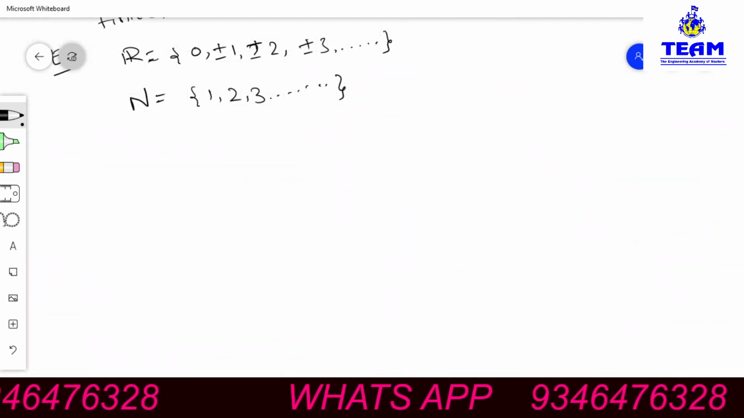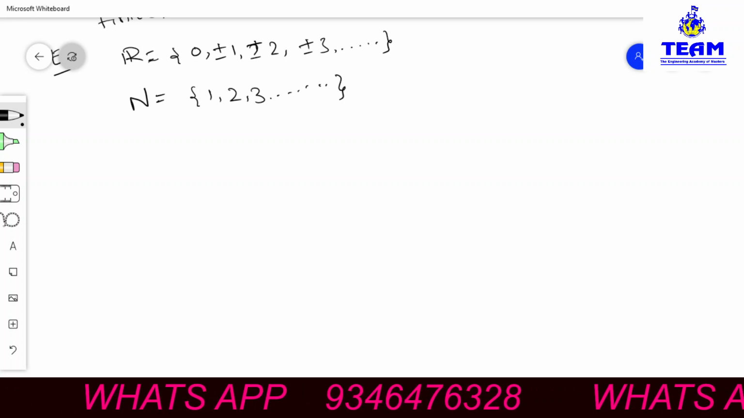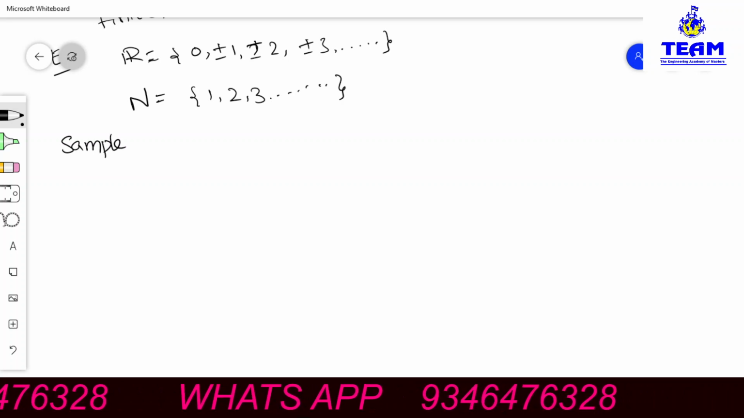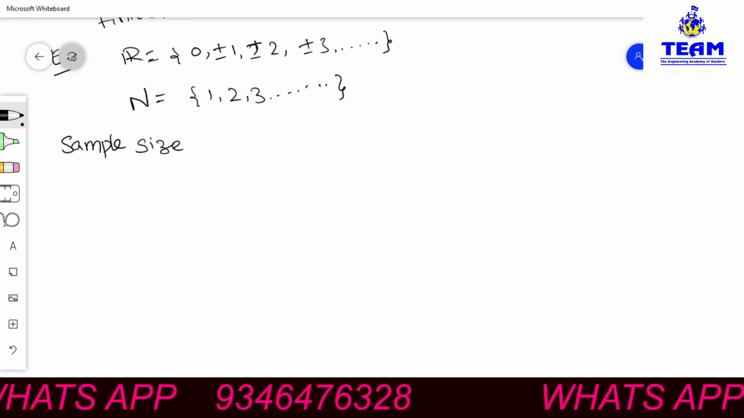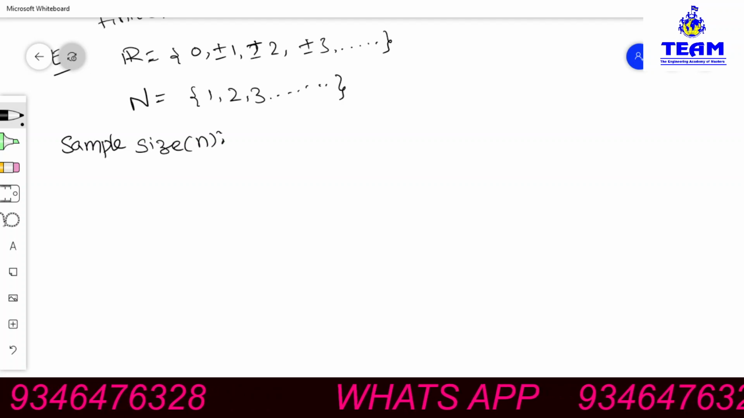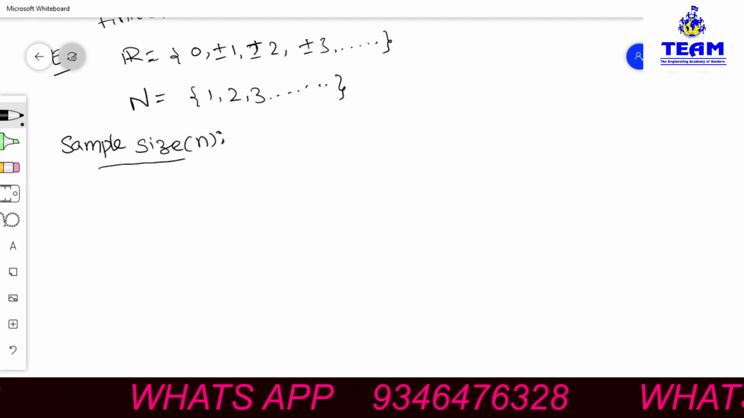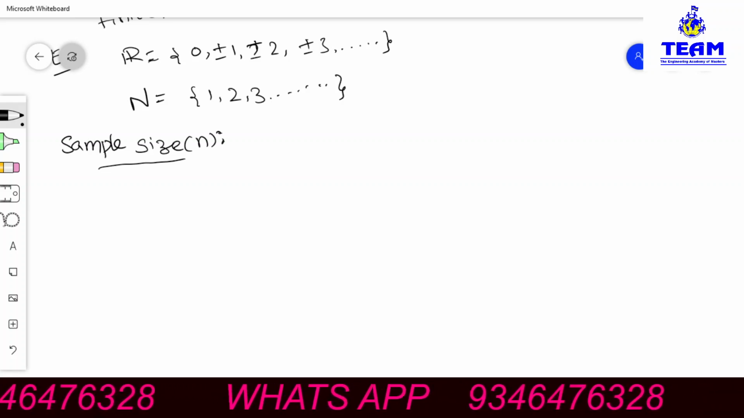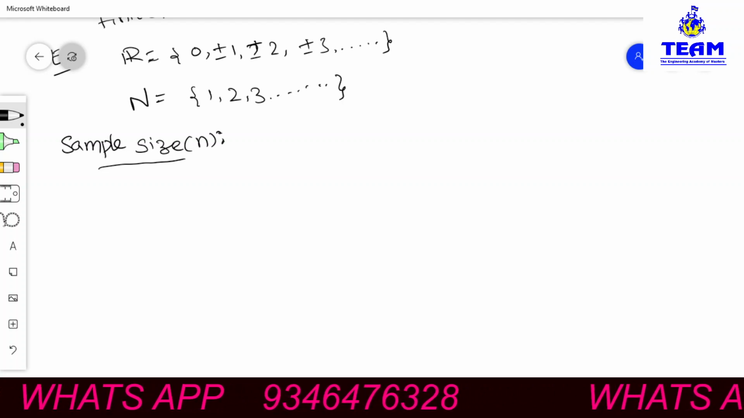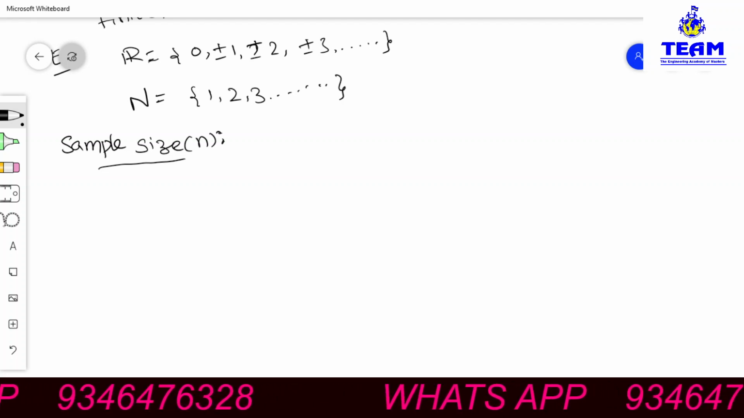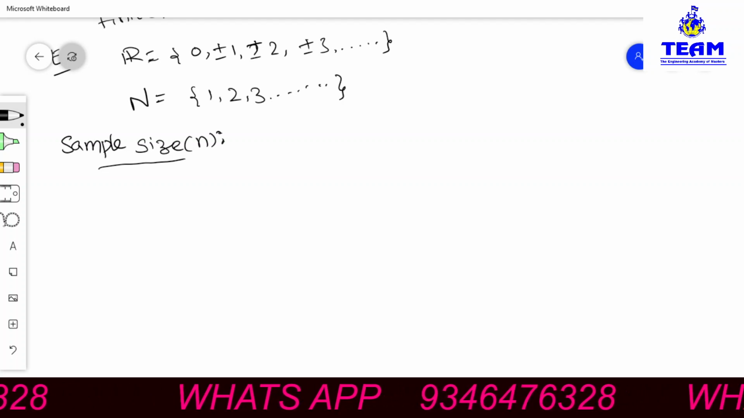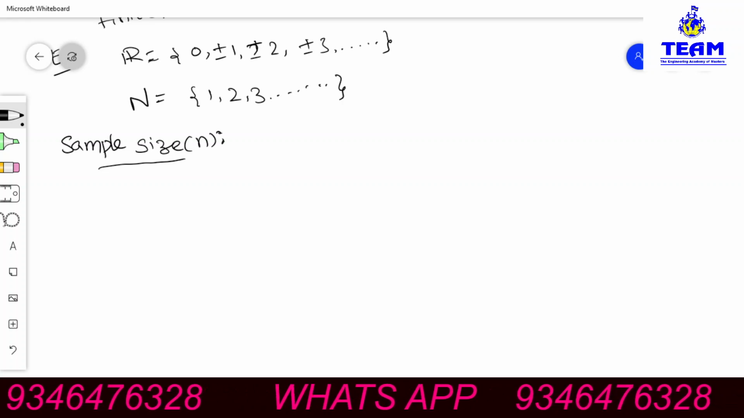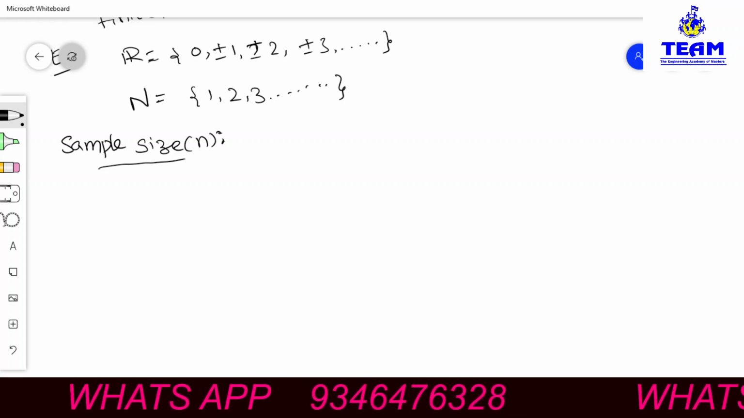First, I would like to explain about sample size. What is sample size? Of course, this can be represented with a small n. The number of observations in the sample of any population is called sample size, which is also known as size of sample and is denoted by small n.